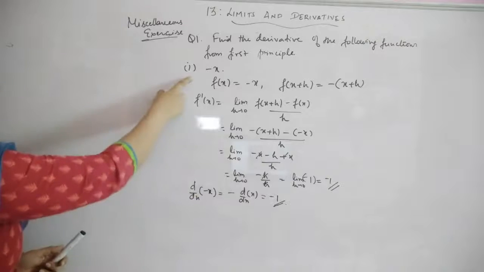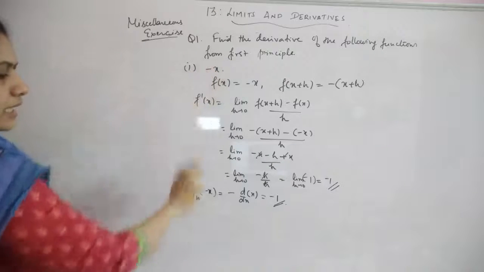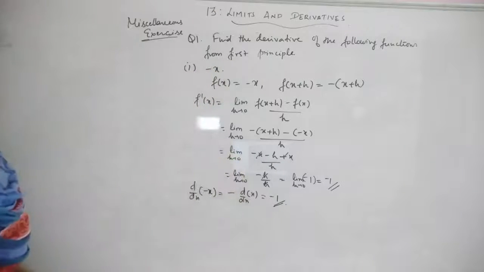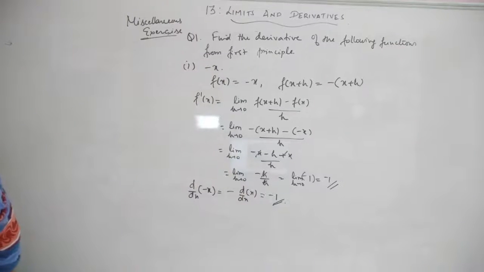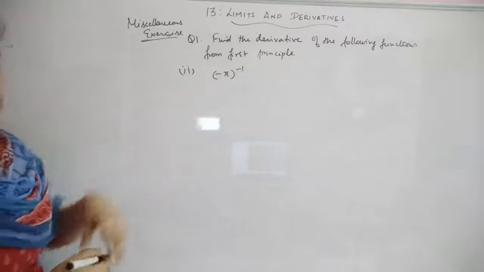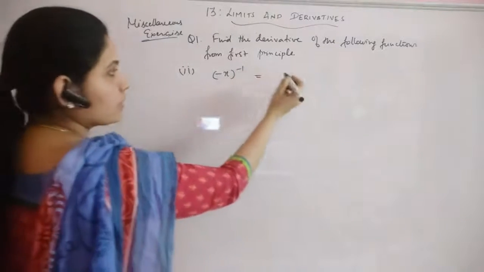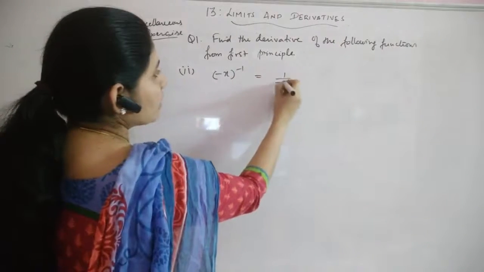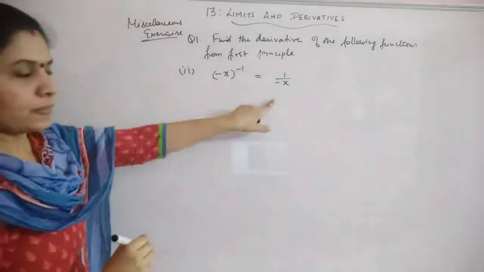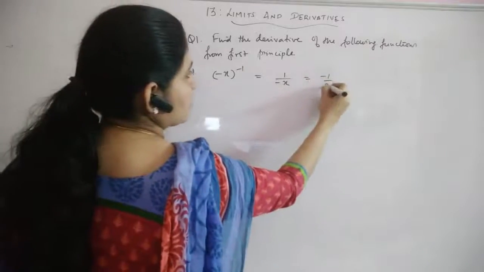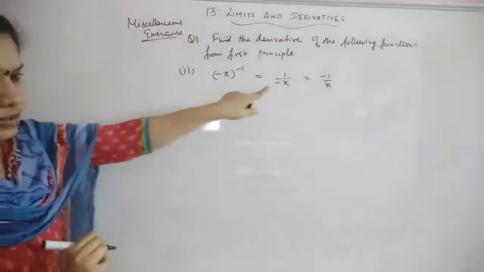For other problems also, if you are using the first principle, you can check whether what you are getting is correct or not. Okay. Next one is minus x the whole raised to minus 1. Since it is minus 1 in the power, you can write it as 1 by minus x, right? Or else it is minus 1 by x. Now this is your question.